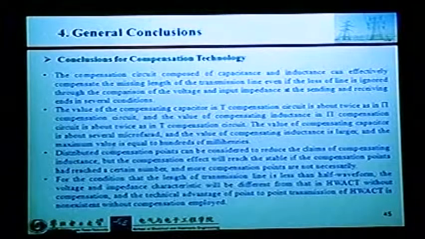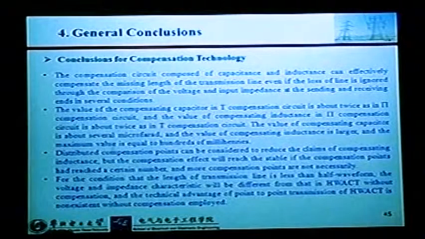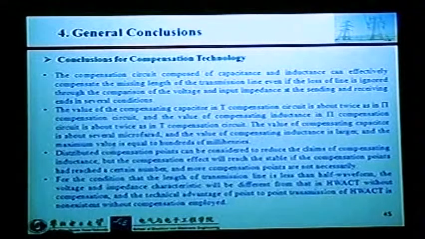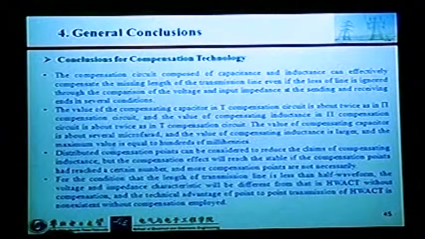The value of the compensating capacitor in T-type compensation circuit is about twice as in pi compensation circuit, and the value of compensating inductance in pi compensation circuit is about twice as in T compensation circuit. The value of compensating capacitor is about several microfarads, and the value of compensating inductance is larger, and the maximum value is equal to hundreds of millihenries.